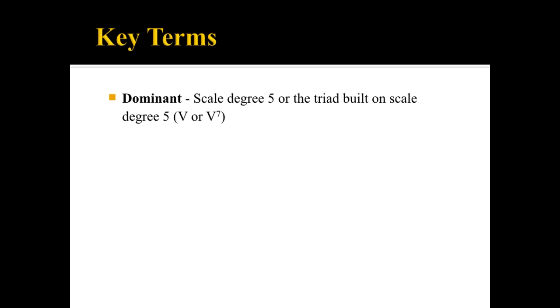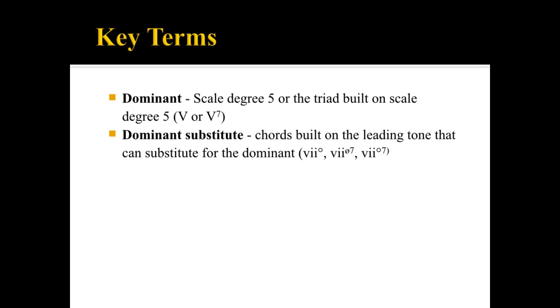There are certain key terms when you're dealing with secondary dominants. The first term that you need to know is, what is a dominant? A dominant is a scale degree 5 or a triad built on scale degree 5. It can be either a triad or a seventh chord.